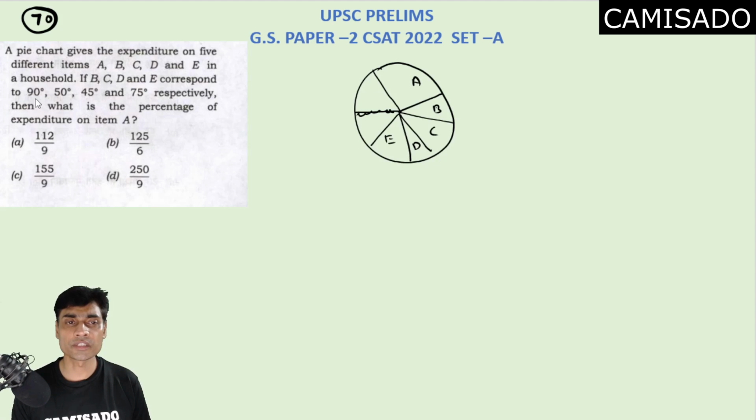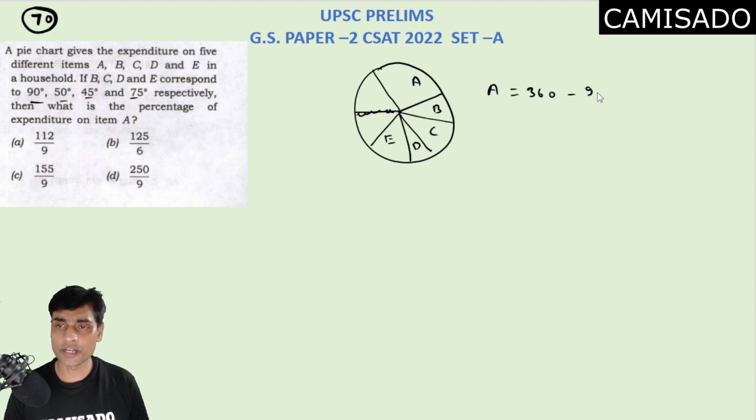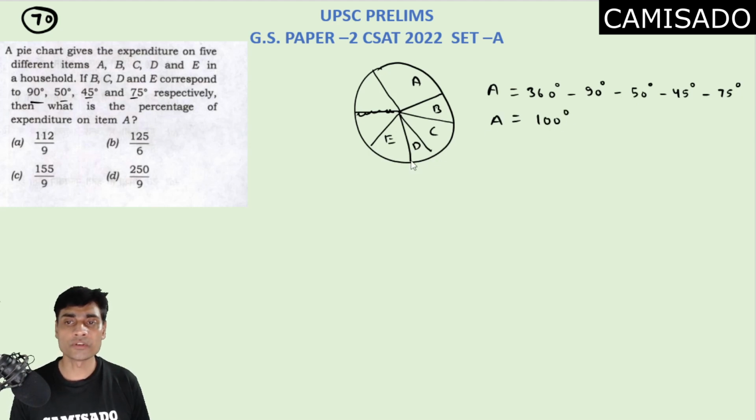Now different percentages are given according to the degrees here. So the total is 360 degrees. What degree corresponds to item A? It will be equal to 360 minus all the 4 degrees, meaning 90, 50, 45 and 75 will be subtracted from this. So 360 degrees minus 90 minus 50 minus 45 and minus 75. The result will be 100 degrees. So A corresponds to 100 degrees.